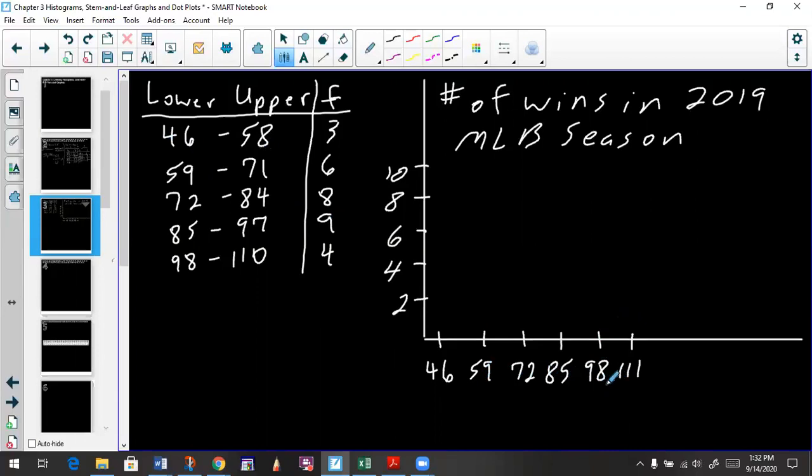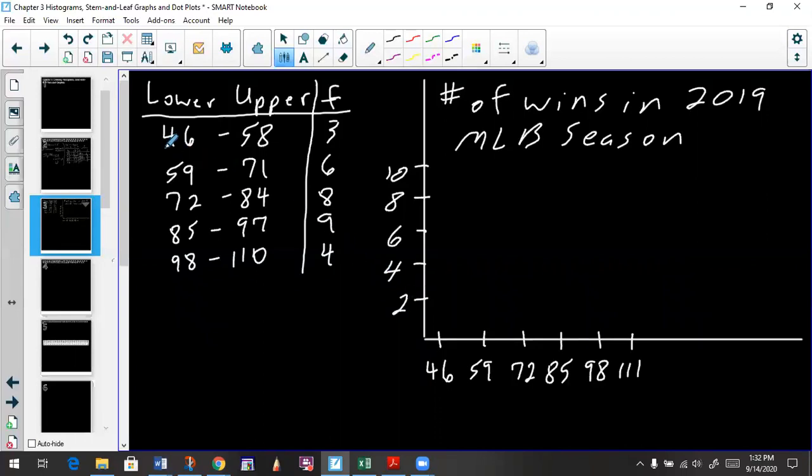So I had to add 13 to that. You don't want to put 110 because the next one, if we had one, would start at 111. So we go 111. Now we're going to use our frequencies. My biggest frequency was 9. So I decided to count by 2 to get to 10. That'll make sure 9 fits. You could have counted by 1s if you wanted to. There's no right or wrong answer for this.